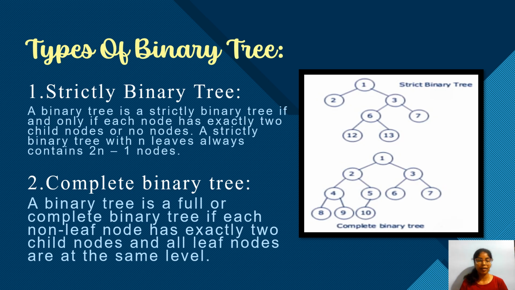The types of binary tree. First type is strictly binary tree. A binary tree is a strictly binary tree if and only if each node has exactly two child nodes or no child nodes. A strictly binary tree with n leaves always contains 2n minus 1 nodes. Second comes complete binary tree. A binary tree is a full or complete binary tree if each non-leaf node has exactly two child nodes and all leaf nodes are at the same level.